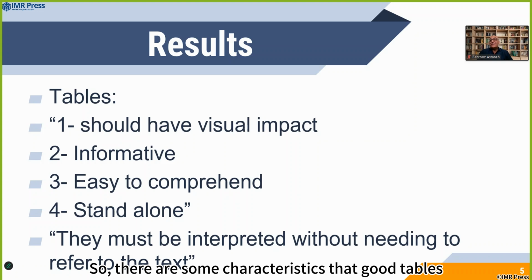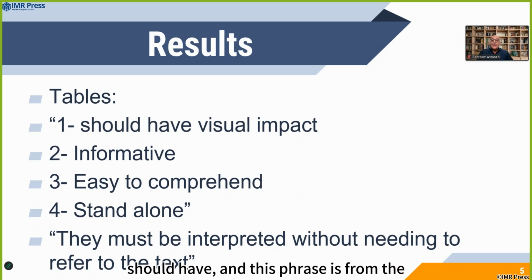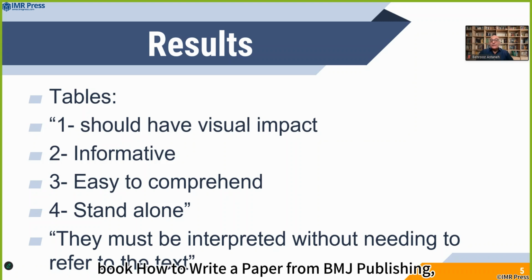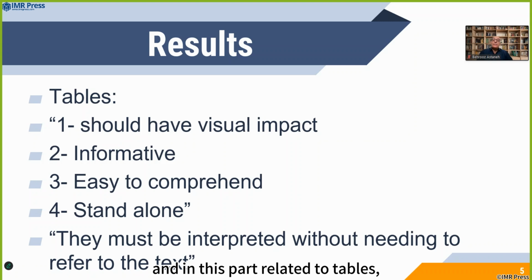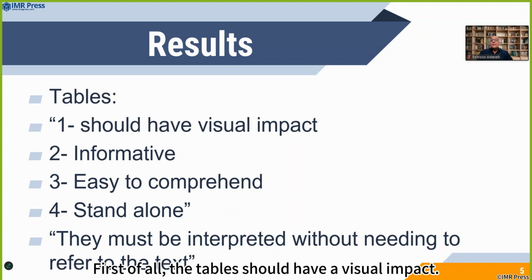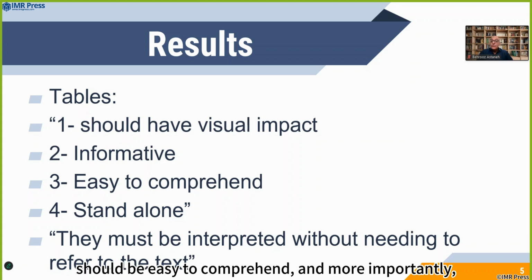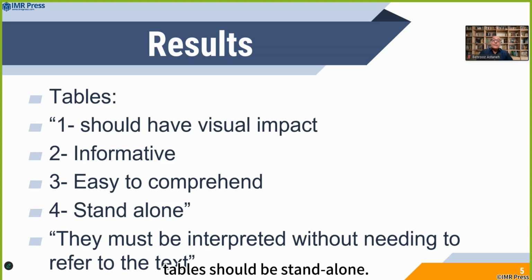There are some characteristics that good tables should have. This comes from the book How to Write a Paper, one of the books by BMJ Publishing, and you can download it and read those parts. In the parts related to tables, the book mentions some characteristics. First of all, tables should have visual impact. Second, tables should be informative. They should be easy to comprehend. And more importantly, tables should be standalone.